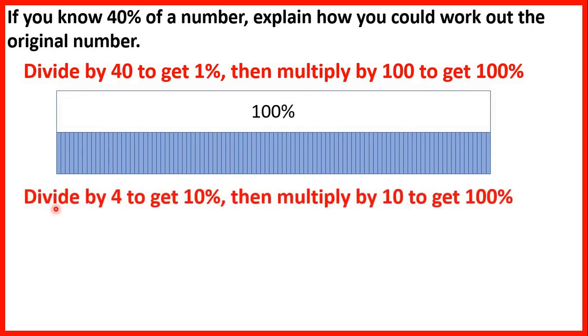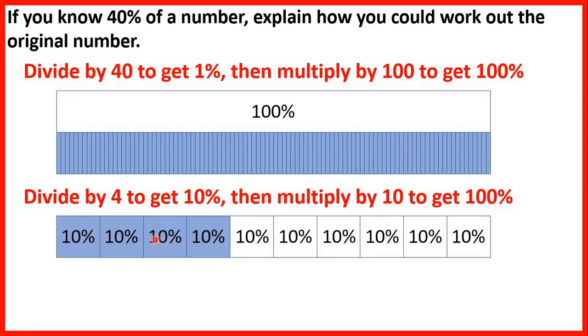The other thing that we could do is divide by 4 to get 10%, then multiply by 10 to get 100%. So if we have 40%, that's the same as having 10% 4 times. So if we divide by 4, that will give us 10%, and then because there are 10 10%s in 100%, we can multiply that by 10 to get 100%.